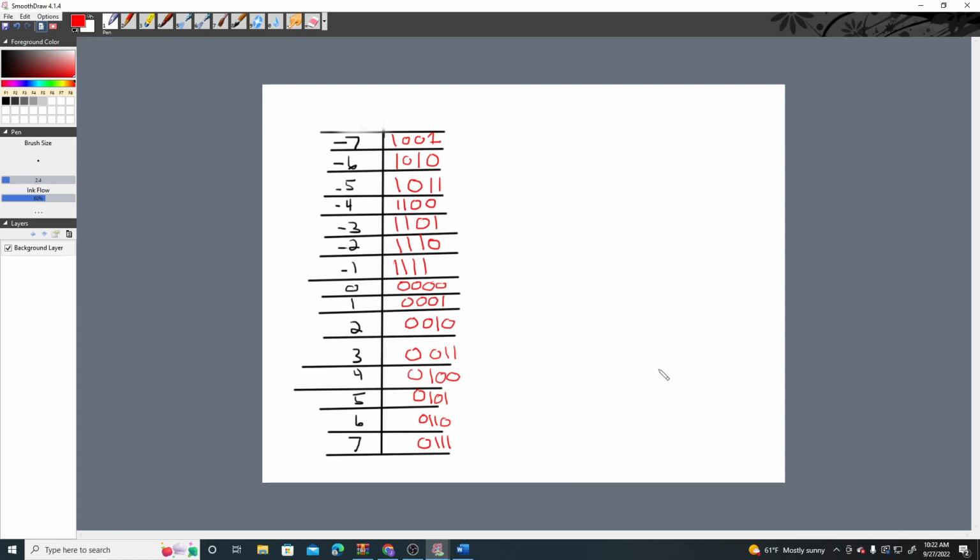Let's take a look. Let's take 5 plus negative 3. So negative 3 is 1, 1, 0, 1. And 5 is 0, 1, 0, 1. Okay, let's add this together. So 1 plus 1 is carry the 1, put the 0 there. That's 1. 1 plus 1, carry the 1, put the 0 there. 1 plus 1 is 1, 0.